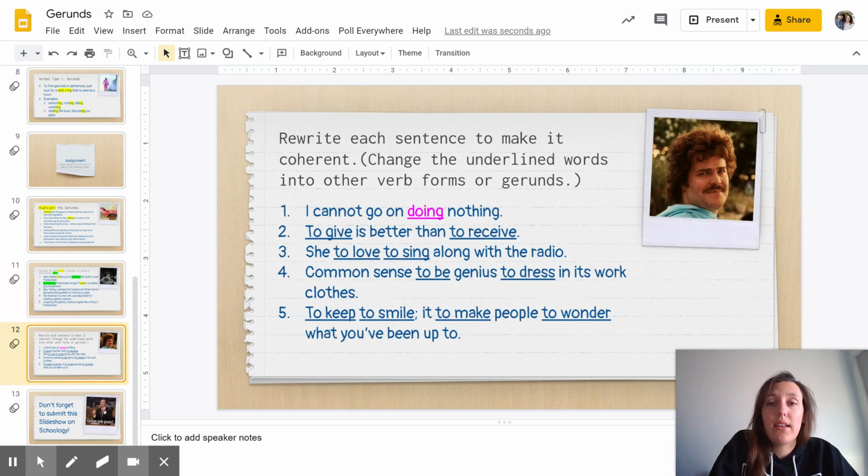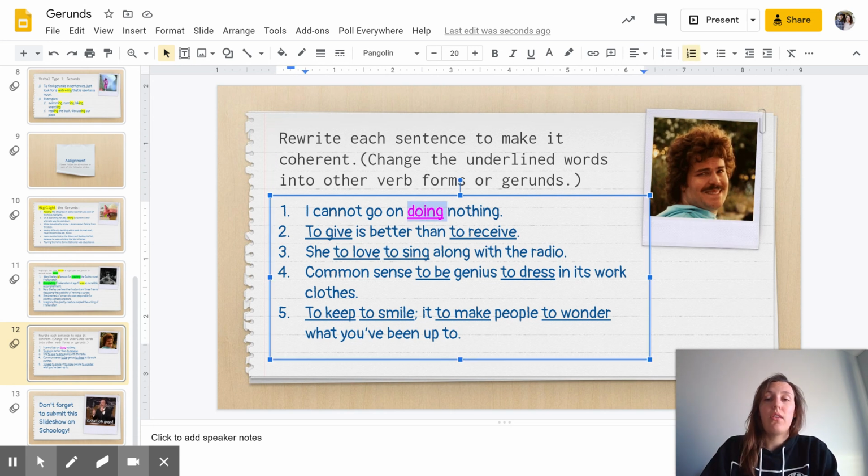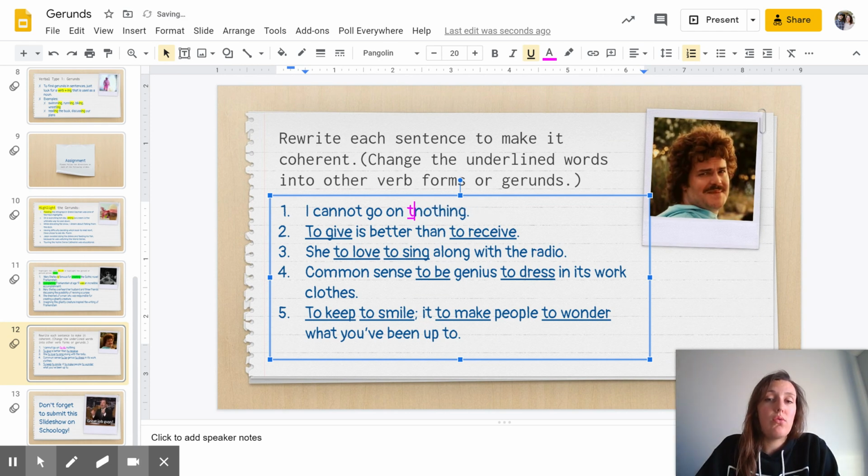And on the last slide, rewrite each sentence to make it coherent. Change the underlined words into other verb forms or gerunds. So this one started off with to do. So I cannot go on to do nothing. So I just changed to do to doing. So I made it a gerund.